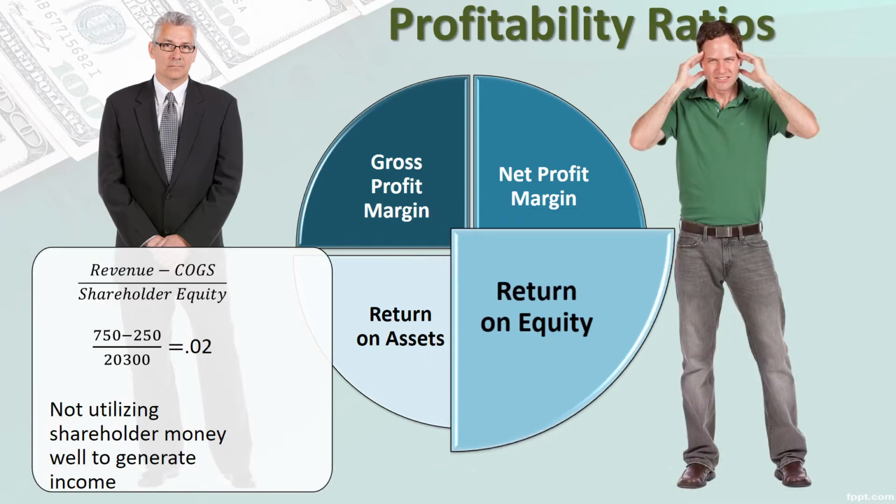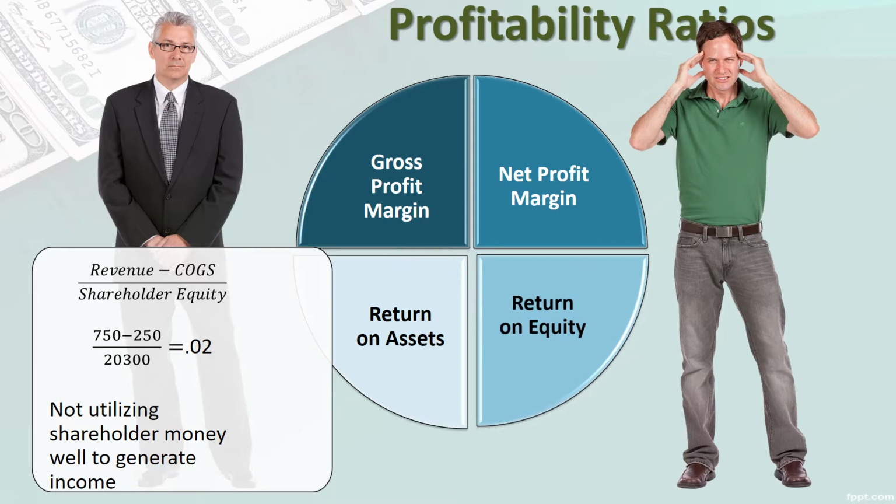Return on equity, which is net income divided by shareholder equity, is 0.02. Not good. This low ratio value indicates XYZ is not using its shareholder money very well to generate income.